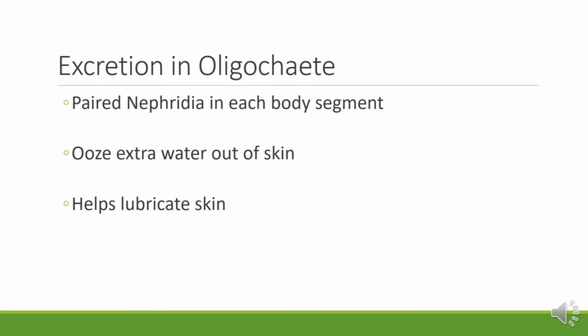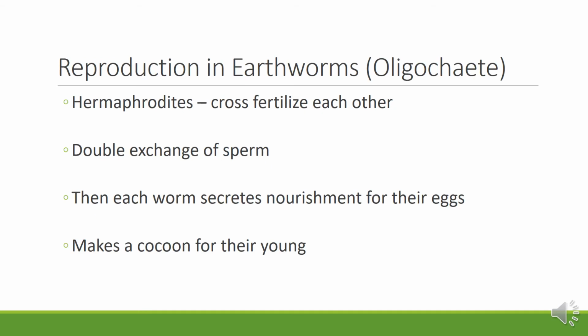Excretion in oligochaetes. They have paired nephridia, these early proto-kidneys, in each body segment. They ooze extra water out of their skin to help them osmoregulate, take care of their water levels. And this helps lubricate their skin once again, so they can move through the dirt, so that they can breathe through their skin. This is a very important function.